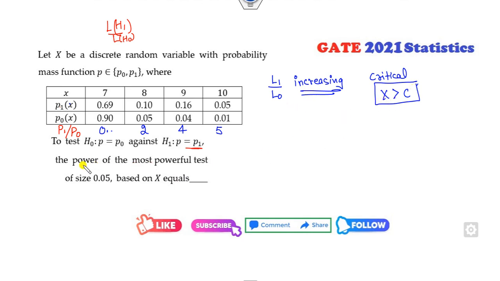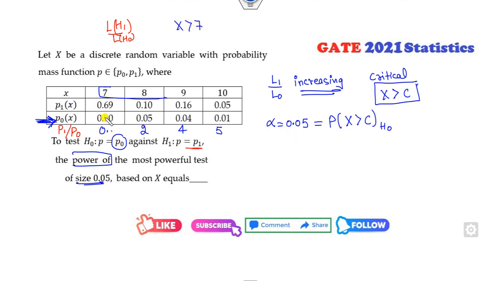So now what is that? You have to find the power when the size is given to you. 0.05 is given to you, which is probability of x greater than c under the case of H naught. H naught is p0. Look at the p0. Okay, what is the value of c? So that answer becomes 0.05. Look at that. The answer of c must be from here. Can this number be 0.05? No, because the answer will be 1. Can it be greater than 8? Strictly greater than 8 means yes, it is 0.05. So it means c is my 8. So my critical region is x is greater than 8.